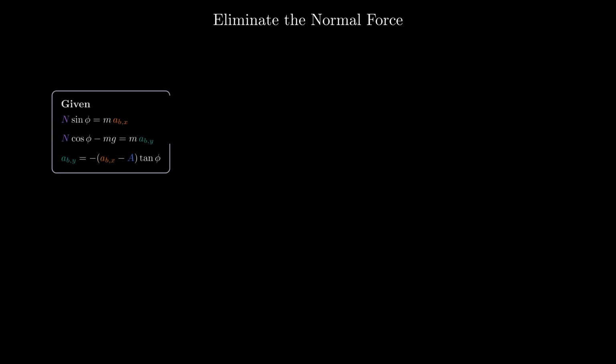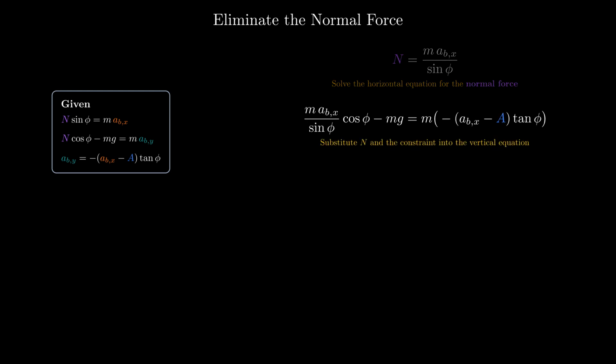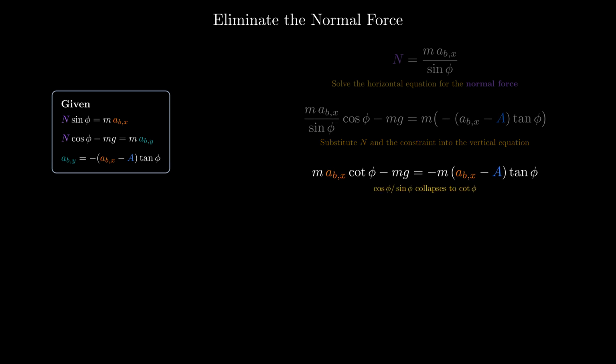Eliminate the normal force. From the horizontal equation, capital N equals m times a sub bx divided by sine of phi. Substitute that into the vertical equation and substitute the constraint for a sub by at the same time. On the left, cosine of phi over sine of phi collapses to cotangent of phi, giving m times a sub bx times cotangent of phi minus mg. The right side becomes minus m times the quantity a sub bx minus capital A times tangent of phi.